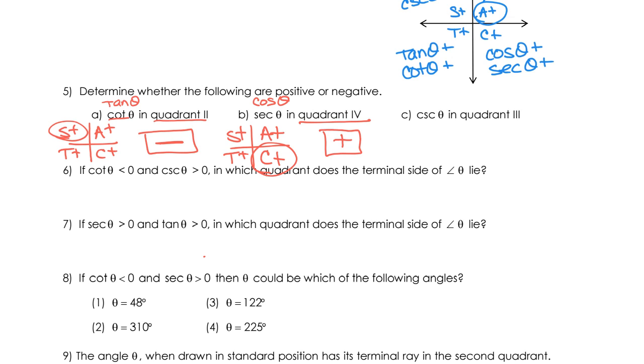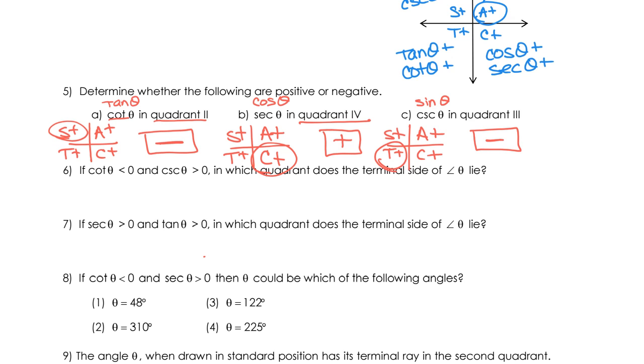Okay. In part C, we'll start off with a nice clean all students take calculus. This time they're asking about quadrant 3, where tangent theta is the only one that's positive. They're asking about cosecant, which is the reciprocal of sine theta. And so in quadrant 3, sine theta would be negative, and therefore cosecant theta would also be negative.